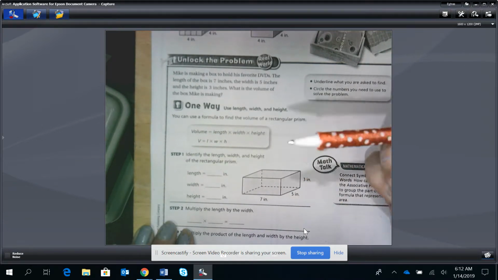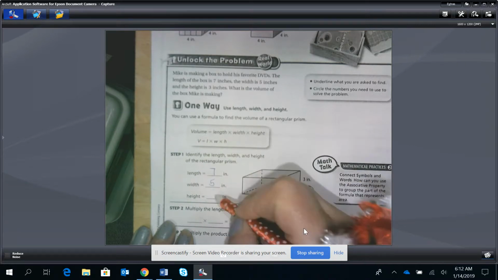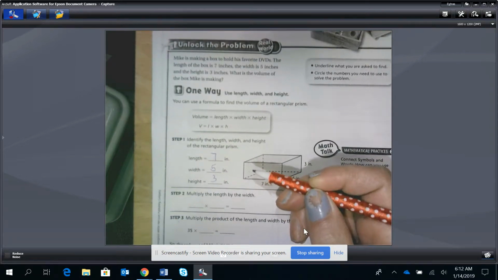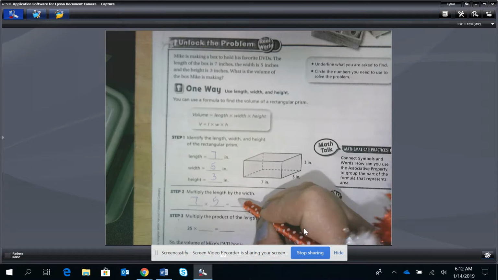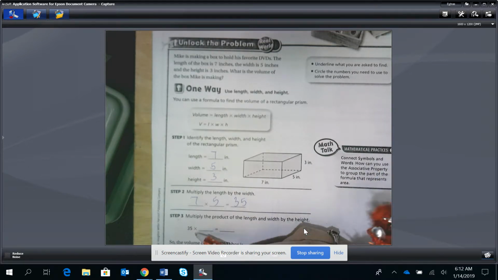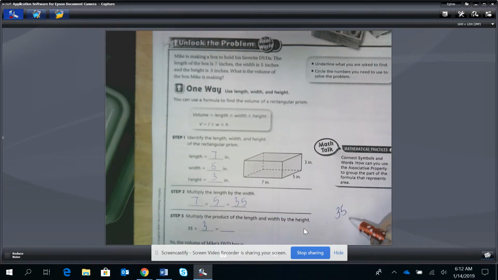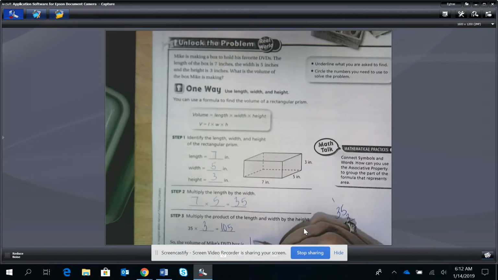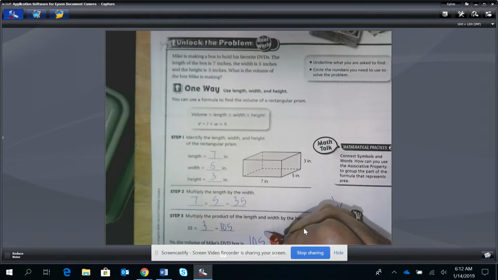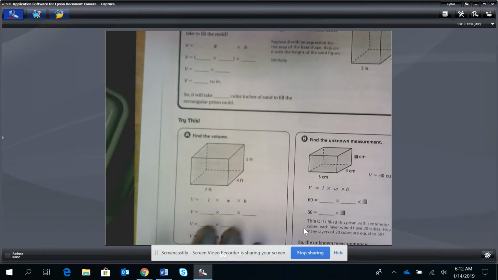Okay, so the length we said was 7 inches. The width is 5, and the height is 3. So we could do, however you prefer to multiply, length times width, which is probably easiest, 35. 35 times, well, we know it's 3. That's the height. And if you're not sure, 35 times 3, 105. 105 cubic inches, or cubed. Okay, if you know your facts and you remember that formula, it should be pretty easy.